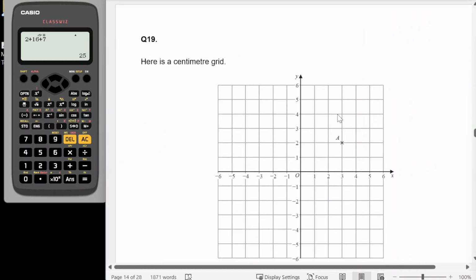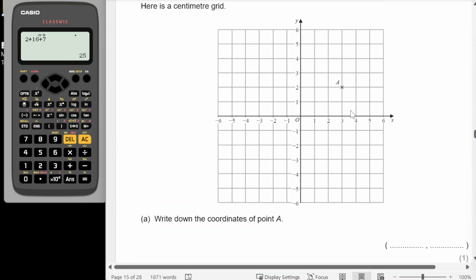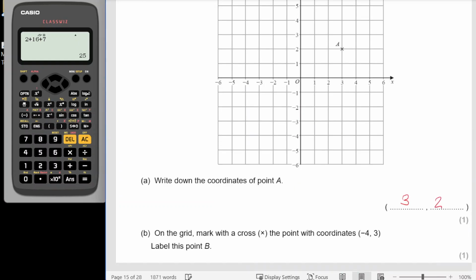Okay, question 19. Here is a centimetre grid. Write down the coordinate of point A. So point A is at, we always read our x value first of all, so that would be 3, 2. For the next part, on the grid, mark with a cross the coordinate -4, 3. So -4 on my x-axis, 3 on my y-axis would be that coordinate there. Label the point B.